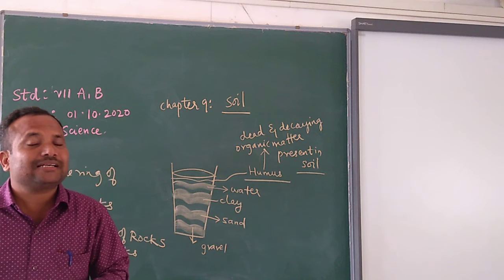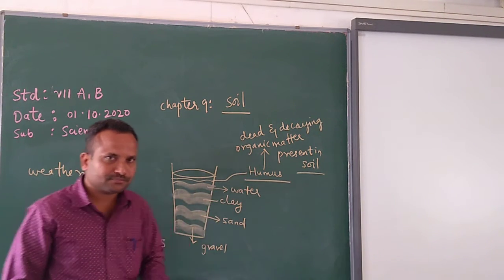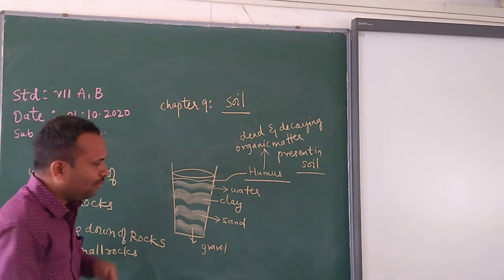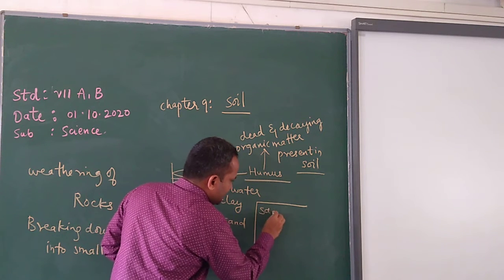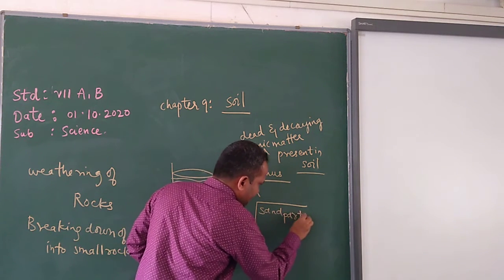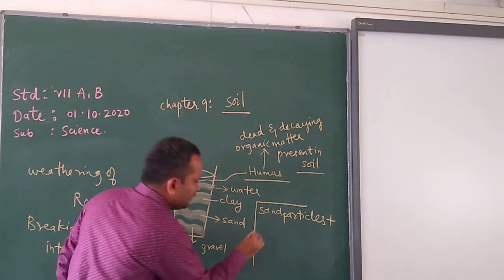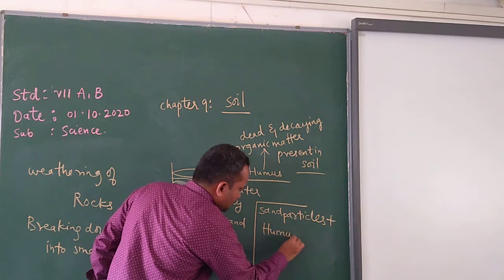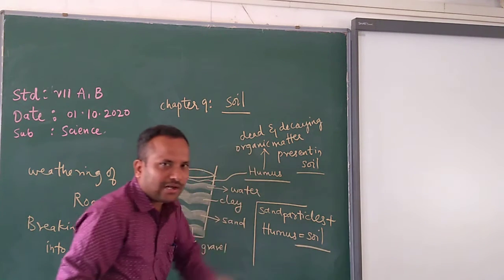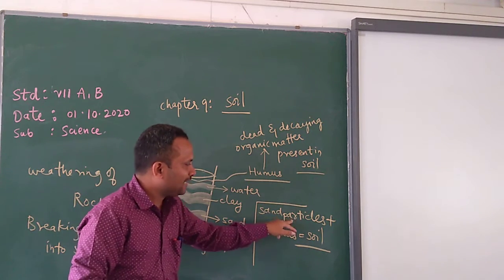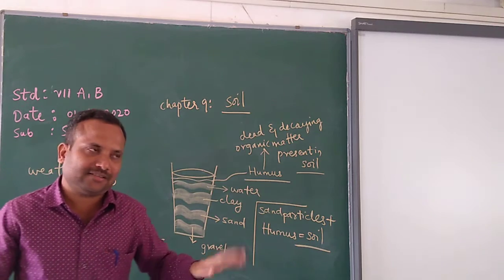Finally, these sand particles got mixed with the humus and formed the soil on the earth. Sand particles plus humus form the soil on the earth.